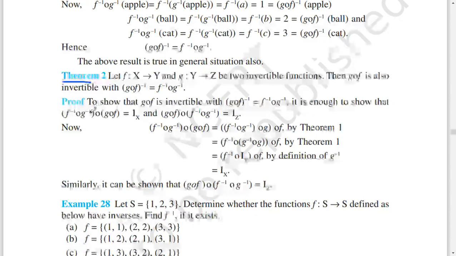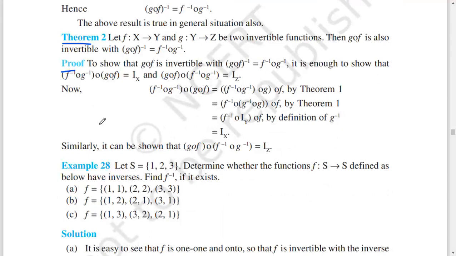Proof. To show that gof is invertible with gof inverse equal to f inverse o g inverse, it is enough to show that f inverse o g inverse o gof equals I_X and gof o f inverse o g inverse equals I_Z. Now, f inverse o g inverse o gof equals f inverse o (g inverse o g) o f, by Theorem 1, equals f inverse o I_Y o f, by definition of g inverse, equals I_X. Similarly, it can be shown that gof o f inverse o g inverse equals I_Z.